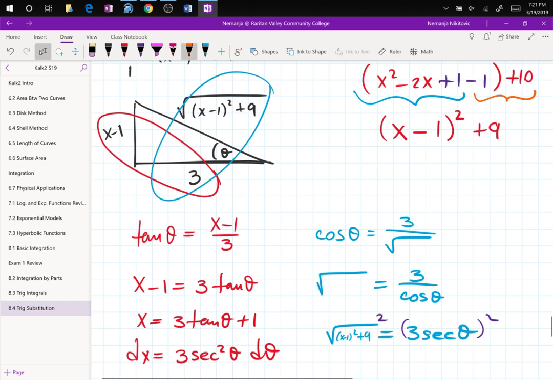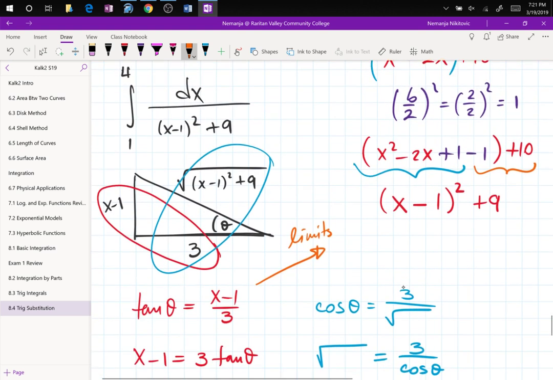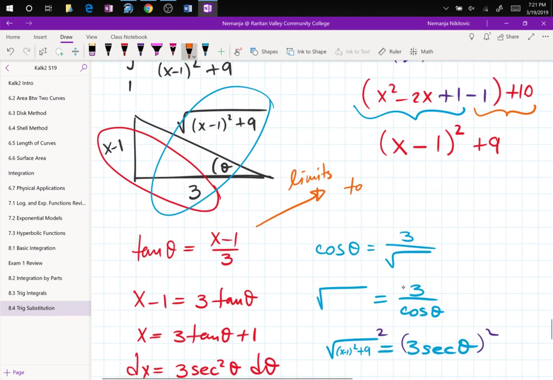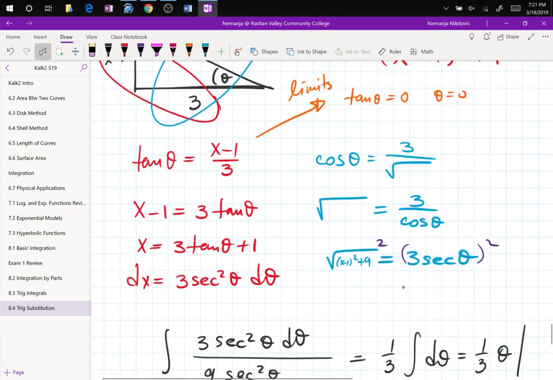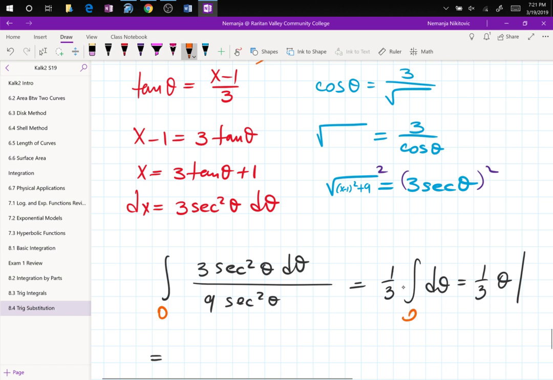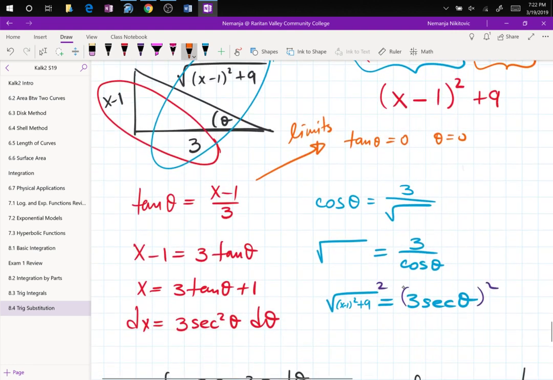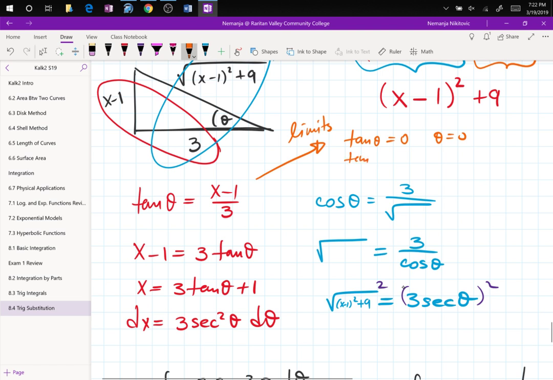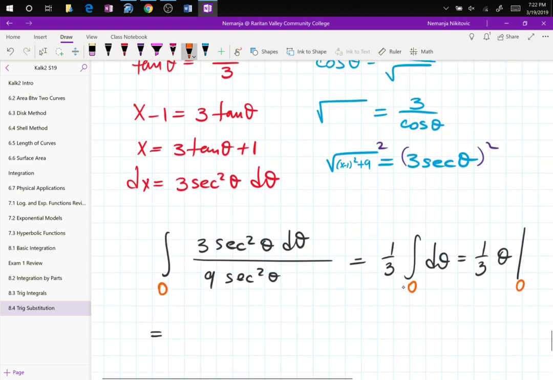To change our limits, let's go orange. When my x is 1, I get tangent theta is equal to 0, which means theta is 0, so my lower limit is 0. And when my upper limit is 4, I get tangent theta is equal to 4 minus 1 over 3, which is 1, and that happens when theta is pi over 4.